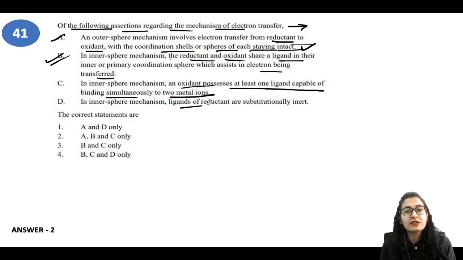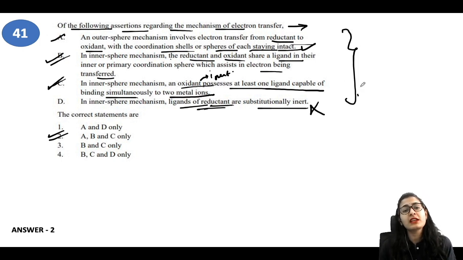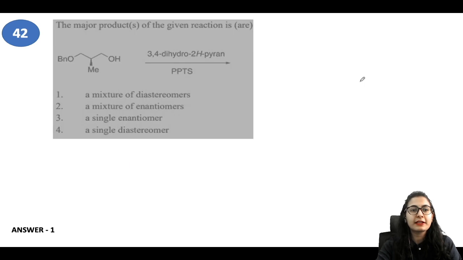Inner sphere में ligands of reductant are substitutionally inert. No, ये आपको जानना जरूरी है that oxidant should be substitutionally inert. However, reductant should not be. So till C it is correct. So A, B and C are the correct answers. ये आप कोई भी coordination की book से पढ़ सकते हो. It is given in the book what are the prerequisites of outer sphere and the inner sphere mechanism. You will get it directly.